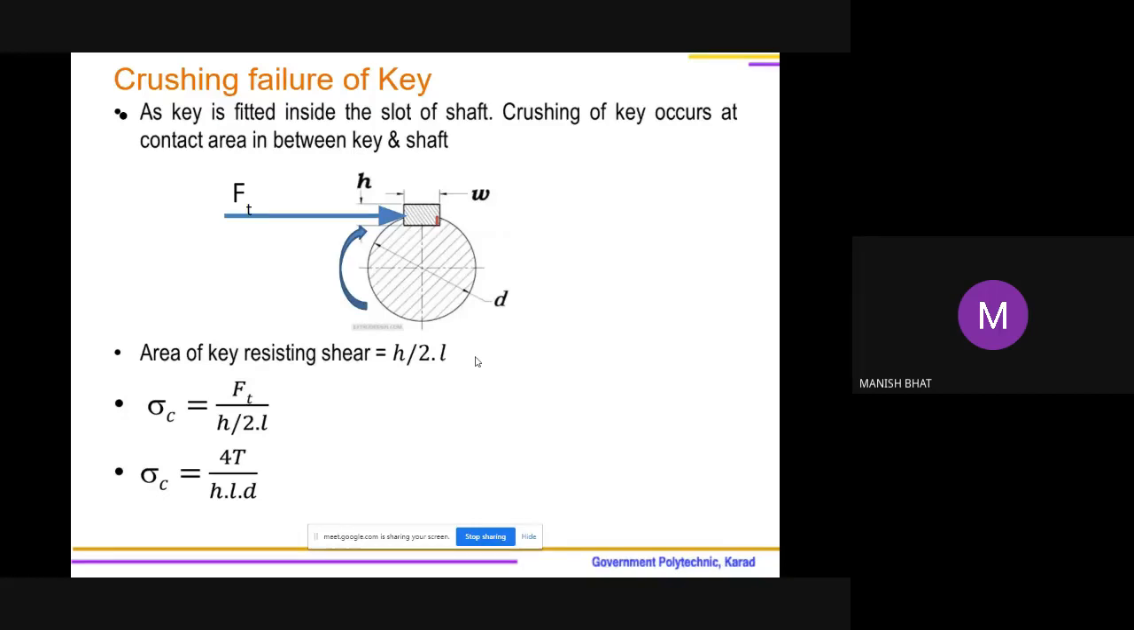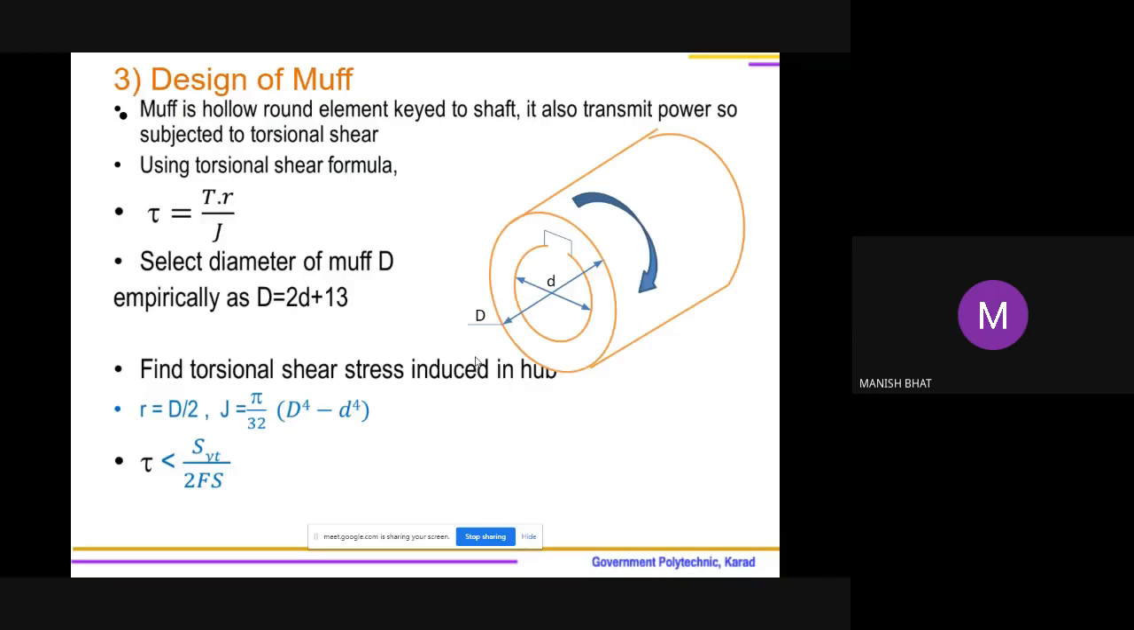We know crushing occurs because the key is placed inside the shaft, so the key is always pushed against the shaft. Due to that, at that localized contact area, crushing occurs, and we find the crushing stress using the formula sigma c is equal to Ft upon h by 2 into L, because the area is h by 2 multiplied by L. So crushing occurs. Now we are supposed to learn about the muff.